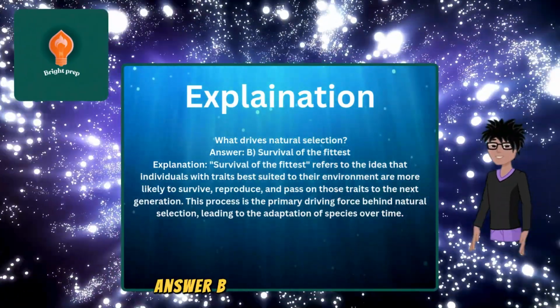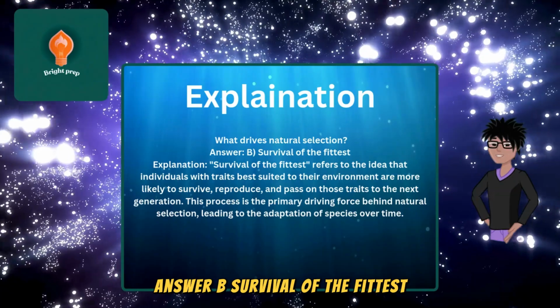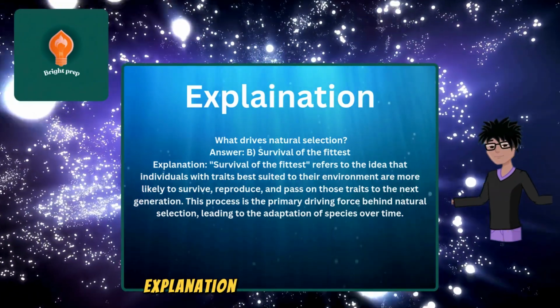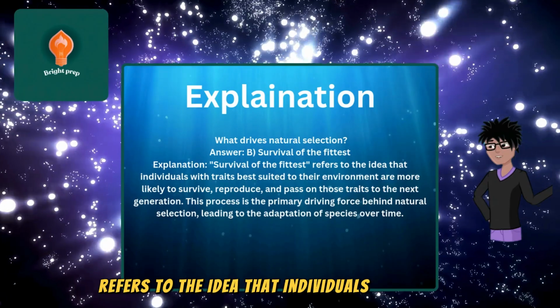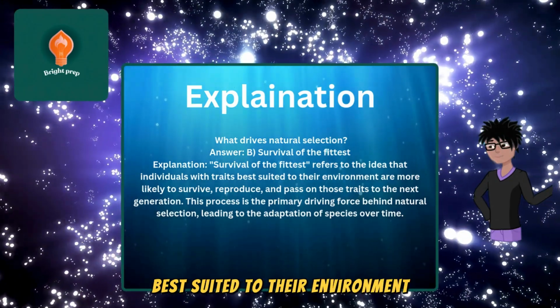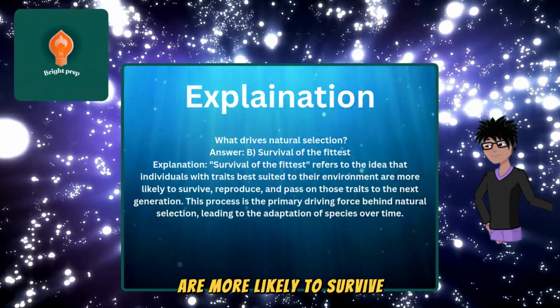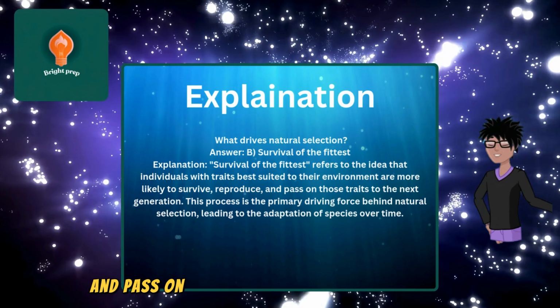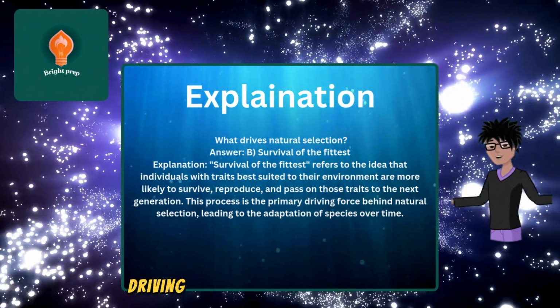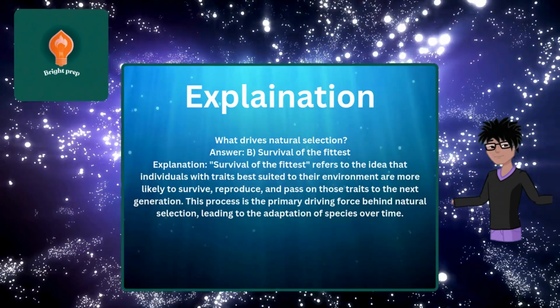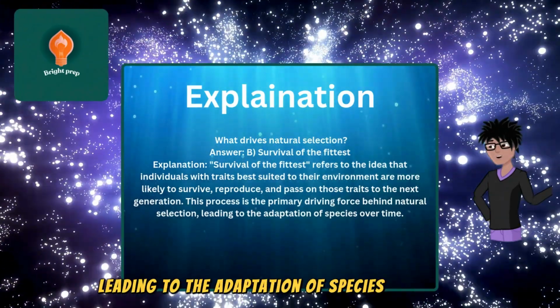Answer B. Survival of the fittest. Explanation. Survival of the fittest refers to the idea that individuals with traits best suited to their environment are more likely to survive, reproduce, and pass on those traits to the next generation. This process is the primary driving force behind natural selection, leading to the adaptation of species over time.